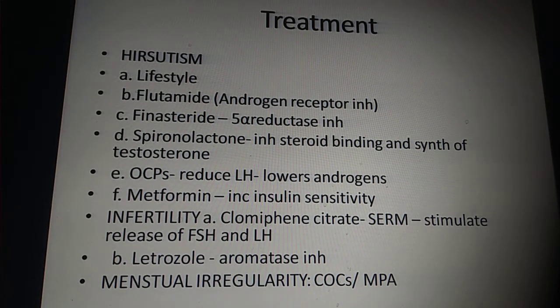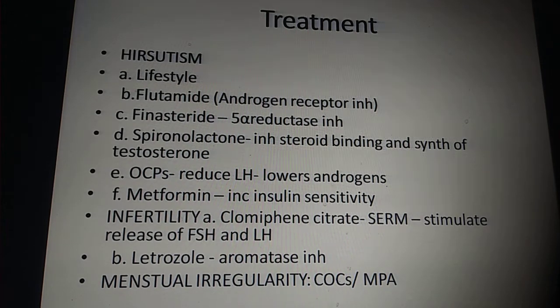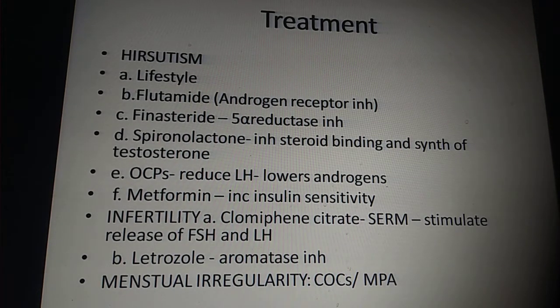These are all the drugs which are available for treatment of hirsutism in PCOD. Now, if she's coming to you with infertility, you have to treat the infertility. So you have to induce ovulation, right? The reason for infertility is that she's got ovulatory problems, so you need to tackle that. You need to give an ovulation induction agent. Generally, what we use is clomiphene citrate, which is a SERM. It stimulates the release of FSH and LH, and otherwise it is letrozole. These are the two oral drugs available as ovulation induction agents. So, clomiphene citrate or letrozole, which is an aromatase inhibitor.